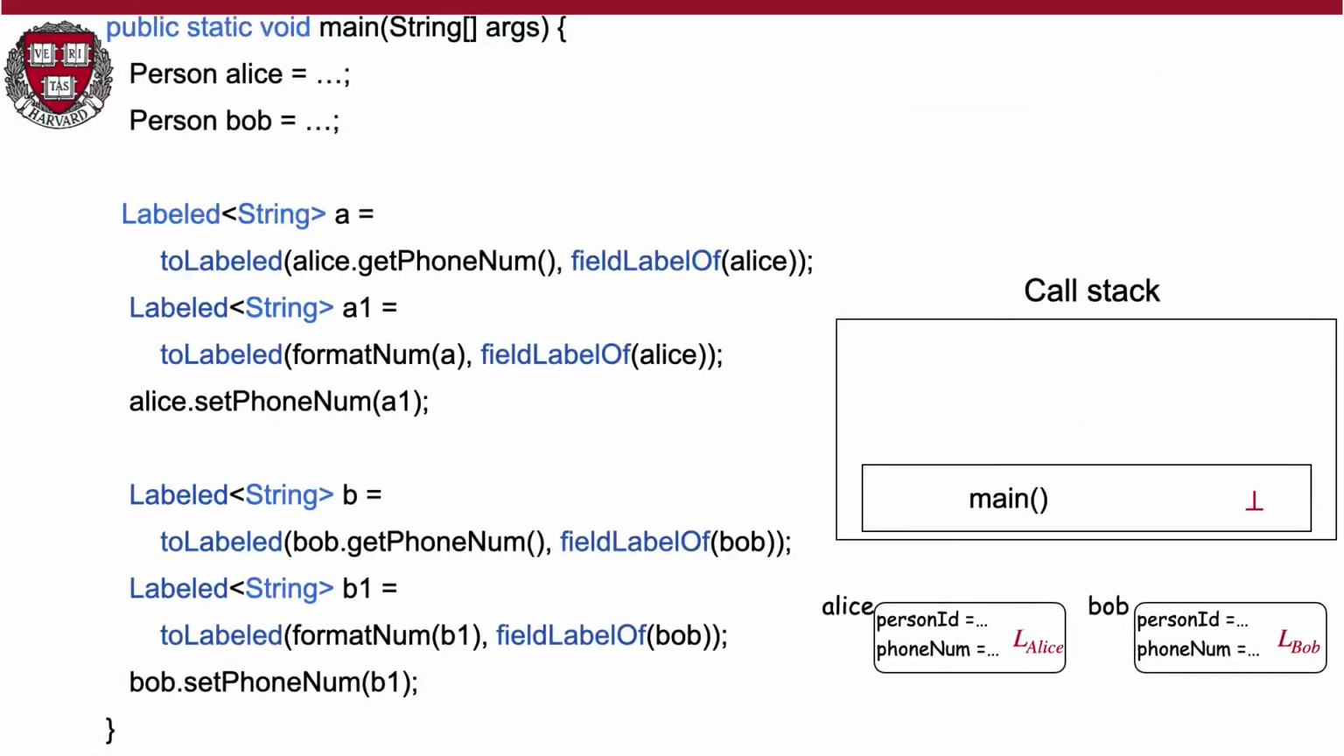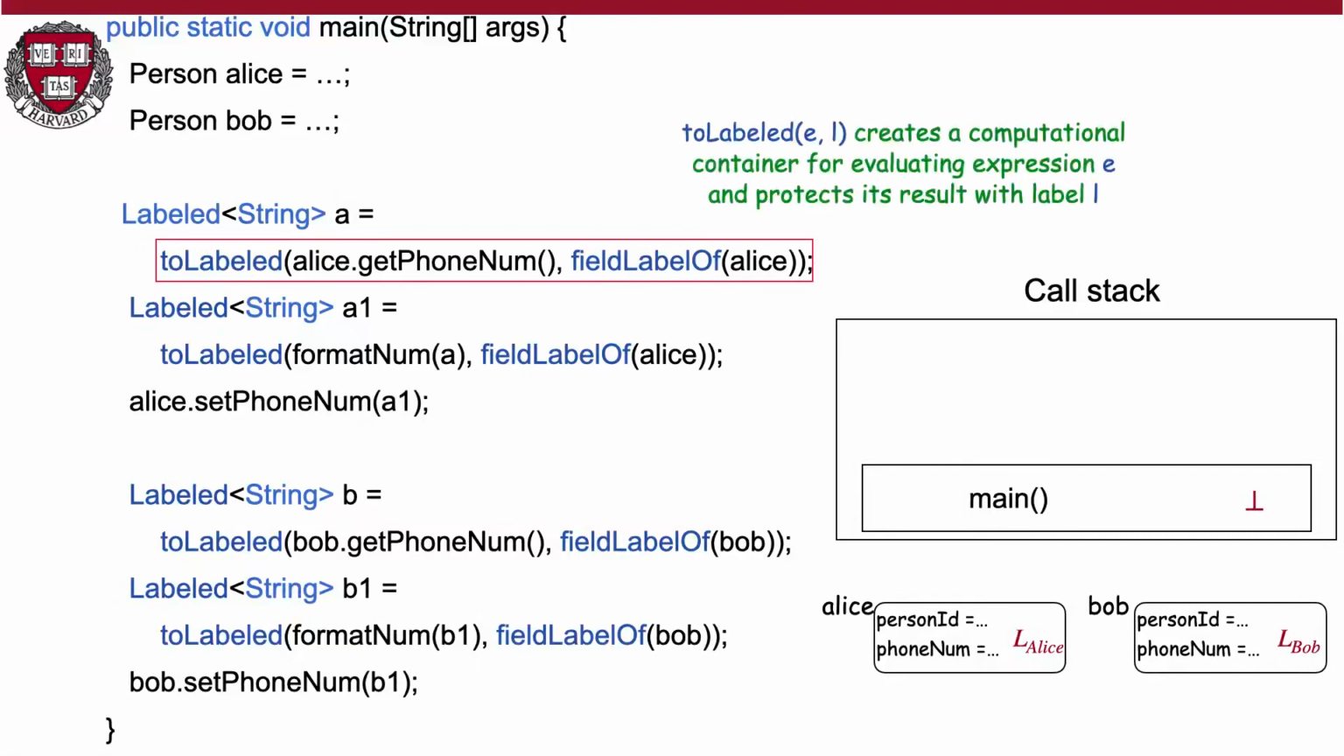The precision of coarse-grained information flow tracking can be improved through the use of labeled values. As mentioned, a labeled value is a pair of value and a security label. In Core FLOW, the class Labeled implements labeled values. Expression toLabeled E L creates a new computational container to evaluate expression E and protects its result with label value L, allowing the programmer to control unnecessary increase of the context label, known as the label creep problem.